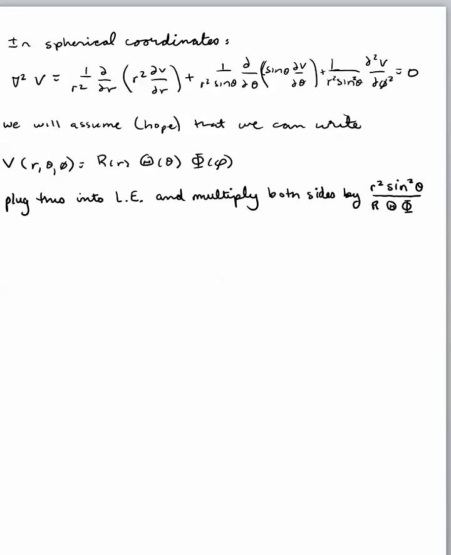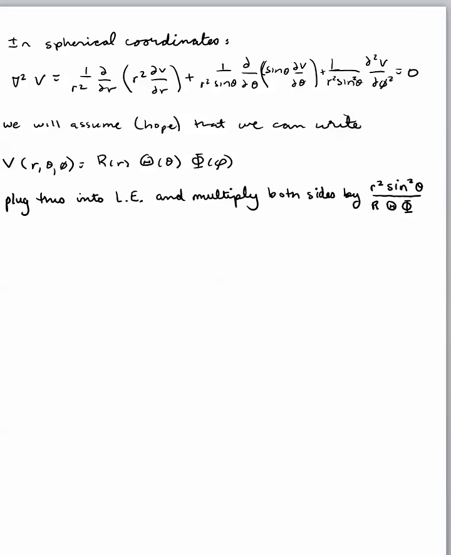And the book immediately assumes azimuthal symmetry so that there's no phi dependence. We're not going to make that immediate assumption. And so the process starts out looking the same. We make the assumption, or the hope, that we can write the potential as a function of r and theta and phi multiplied by one another, where all the r dependence is in one function, all the theta is in one, all the phi is in the other. And we plug that into Laplace's equation.